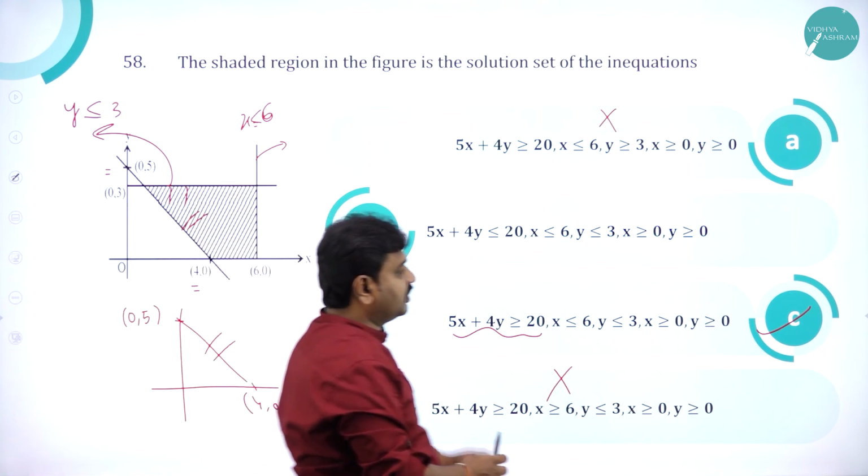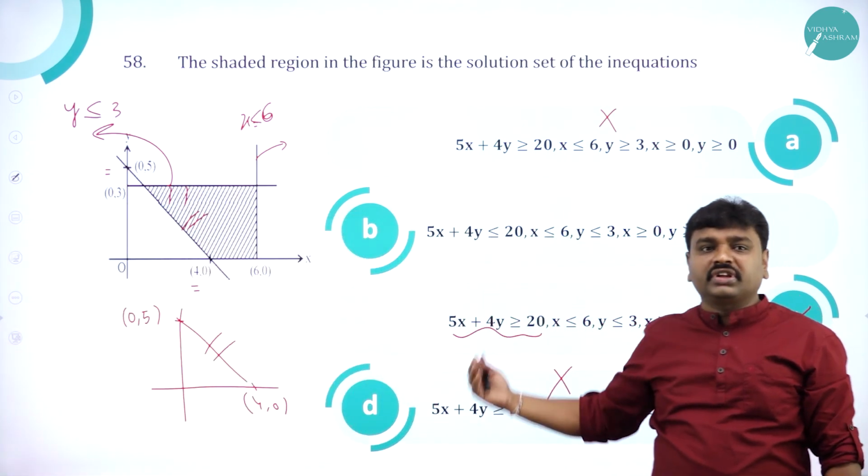So therefore I can pick this as the answer. That's it. From the graph, go to the equation, it will become faster.